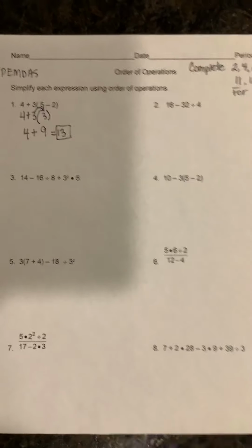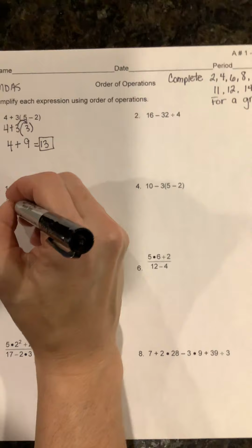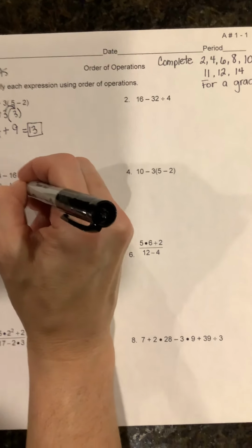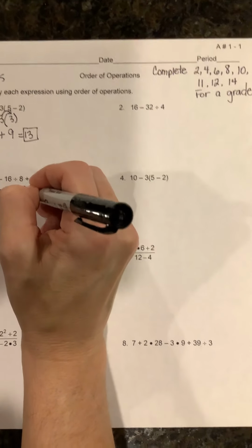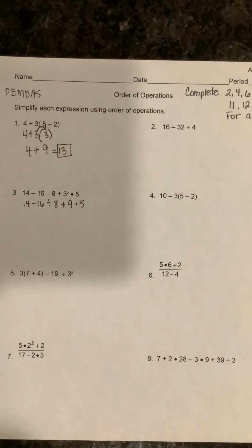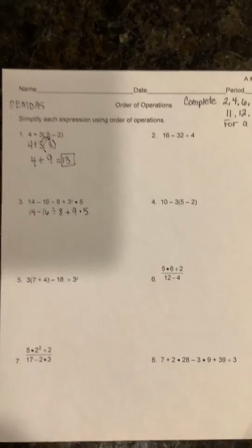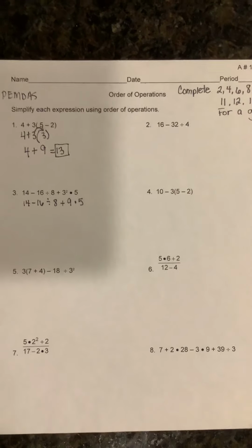All right, number 3. I don't have any parentheses, but I do have an exponent. Okay, so I'm going to take care of that first. So I'm going to bring down my 14 minus 16 divided by 8 plus, and 3 squared is 9, 3 times 3, bring down my times 5. All right, now I'm on to multiplication and division. So I'm going to complete that in the order going left to right.